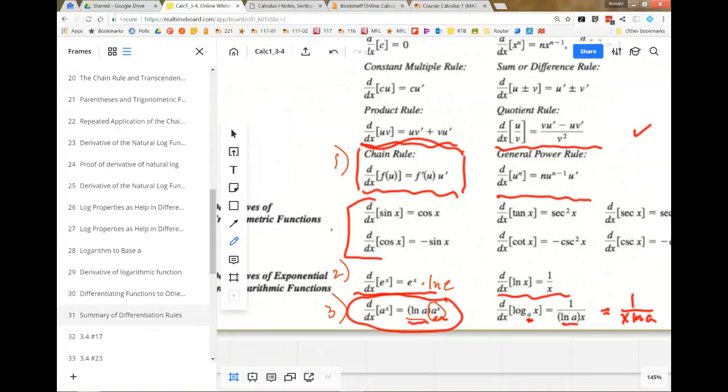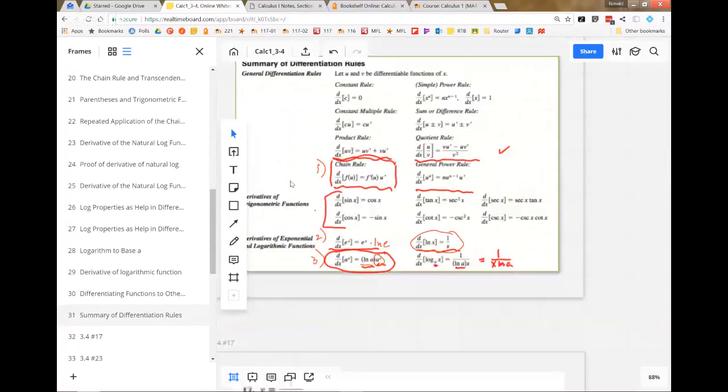And then here's the logarithm one. The derivative of the natural log in its simplest form is just 1 over that thing. But what if we change the base? What if instead of the natural log, it's log base a of x? Then it's 1 over the natural log of a, and then take the derivative of the base, which is 1 over x. So this lesson is loaded.